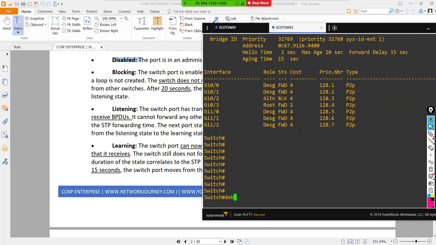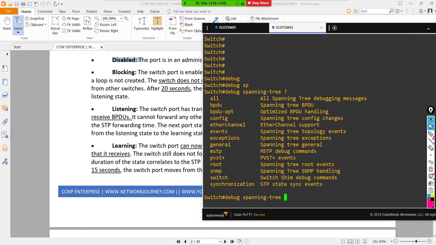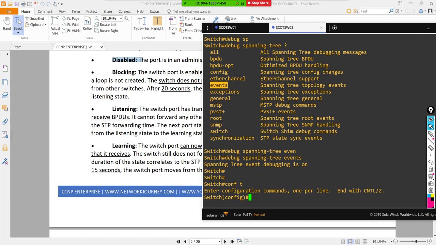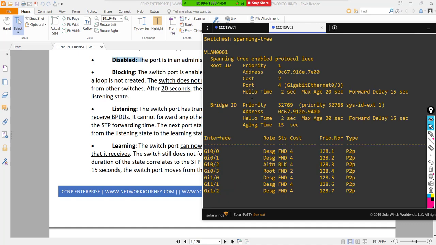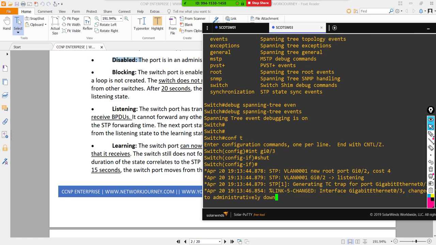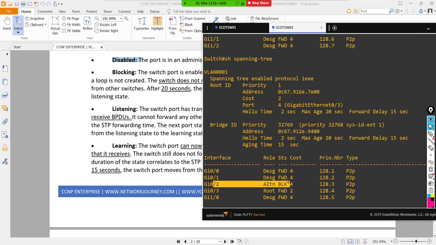Let's say I am enabling some debugs. Let's say debug spanning-tree events. I have enabled this. I'll go to conf t and go to this interface, which is at this moment up and acting as the root forwarding port. What I'll do on this interface is shut it down. As soon as I shut it down, that goes down, and my second link should come up automatically.